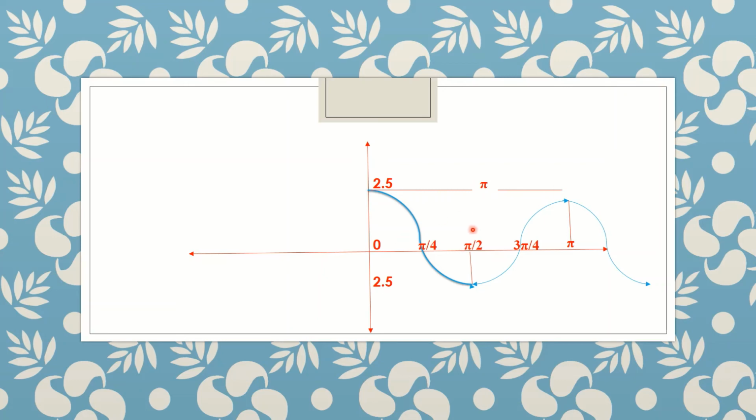Then use the maximum, 0, minimum, 0, maximum pattern, as the a value is positive. When a is positive, always use the maximum, 0, minimum, 0, maximum pattern. So just draw a line through pi over 4 and go down until negative 2.5, and then come back, passing through 3 pi over 4 and so on. This is the graph of y equals 2.5 cos 2 theta.